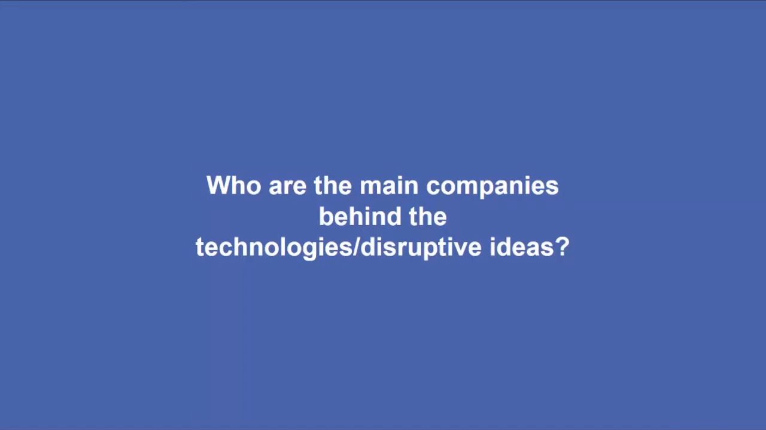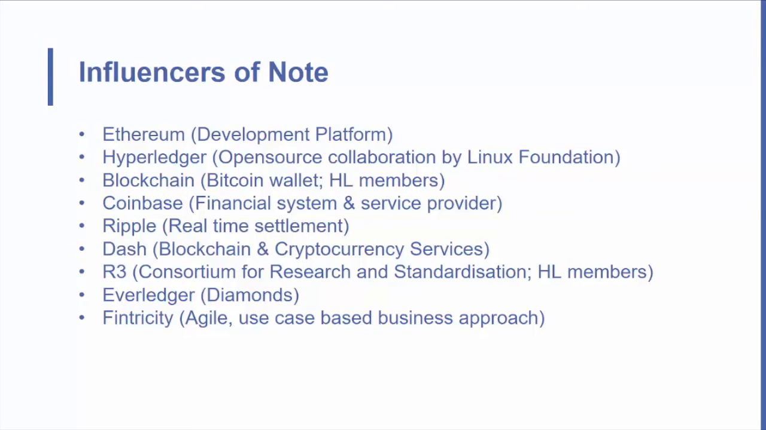The main companies behind the technologies, the main companies behind the disruptive ideas, currently as we see them, are development platforms such as Ethereum, open source collaboration platforms such as Hyperledger, wallets, which are also Hyperledger members, like blockchain, financial systems and service providers such as Coinbase, Ripple, as I said, with real-time settlement, Dash, which is a cryptocurrency service. We have a consortium or various consortiums for research and standardization, which then are also Hyperledger members. And we have other applications, such as, for example, for provenance for diamonds in this case, Everledger. And then we have Fintricity, which does an agile use case business approach, meaning we basically try and put some sense into this whole story of blockchain and cryptocurrencies and what have you.